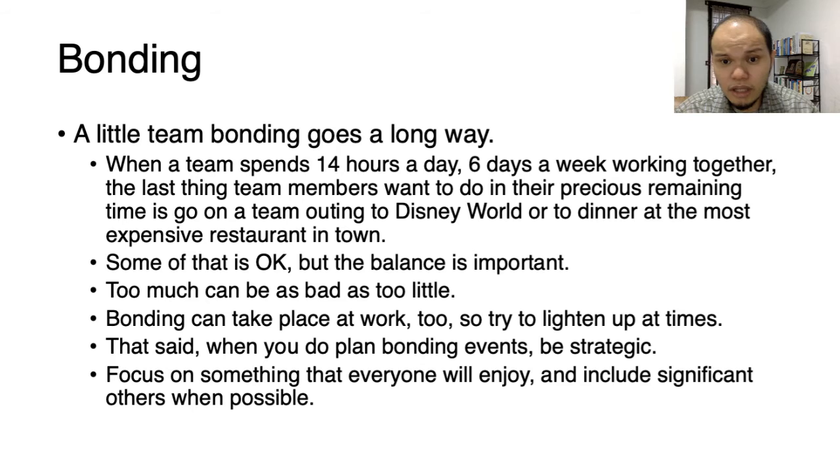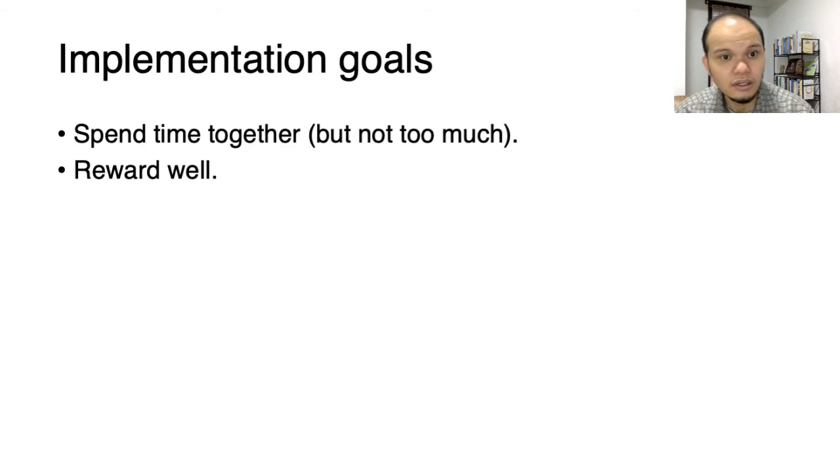Focus on something that everyone will enjoy, and include significant others when possible. So you want to involve family or relatives as well whenever you can, or if you can afford to do so. So how do we go about this? How do we execute effective team bonding or team dynamics? Well, spend time together, but not too much. There's that balance, and reward well.